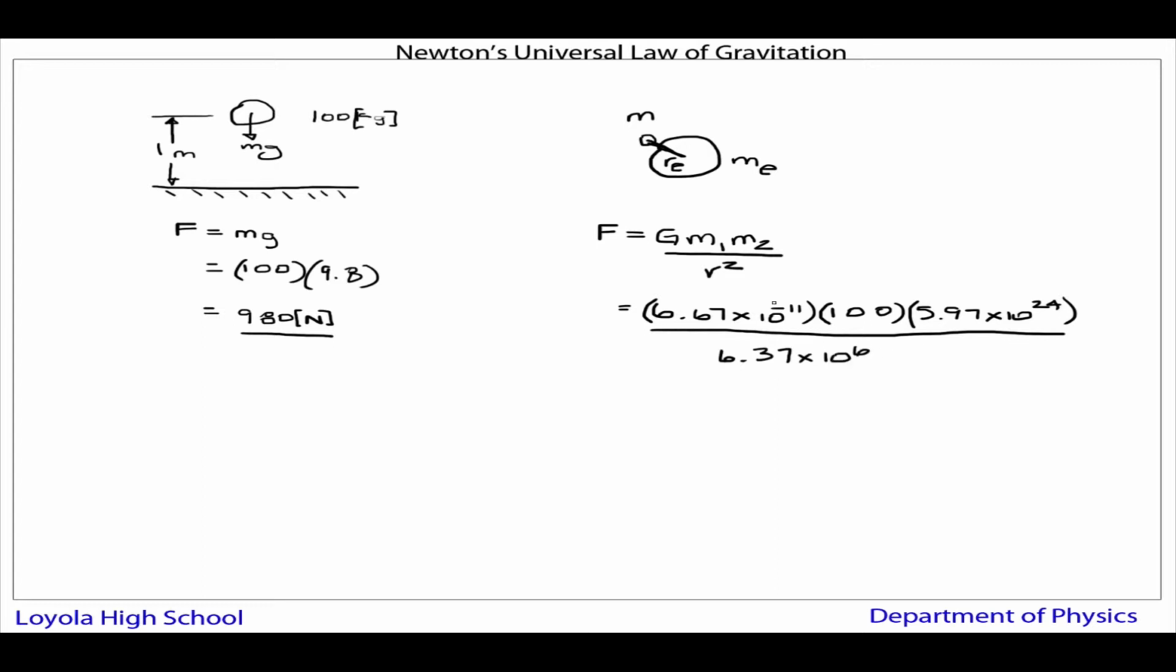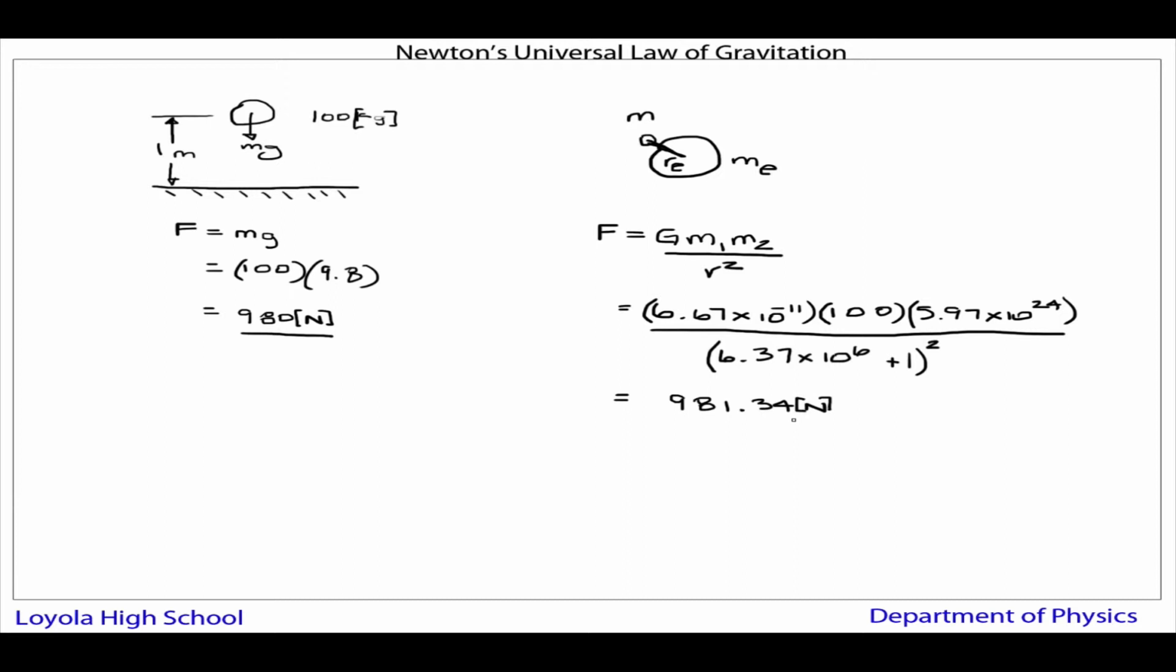And then notice how I had this example 1 meter above the ground, all the way to its center. I'm going to add that 1 meter, which in this case is going to be pretty inconsequential because it's 1 compared to 6.37 times 10 to the 6th, but I'll add it in there for completeness. And if you do this calculation, you'll get 981.34 newtons, which is actually pretty close to our other one.